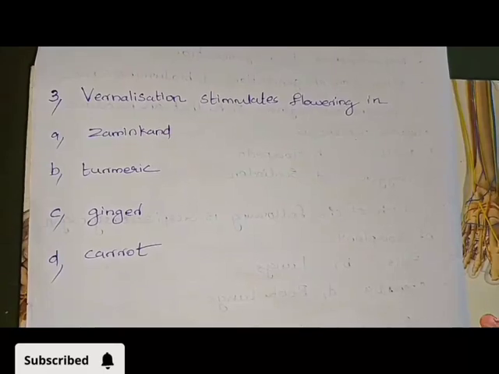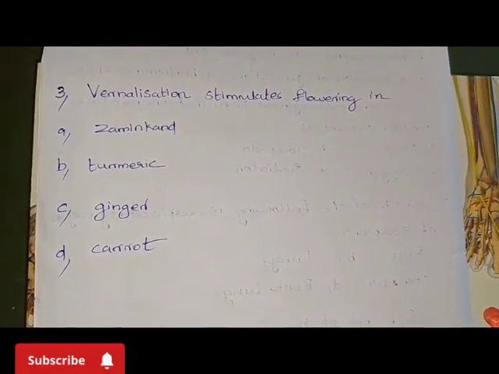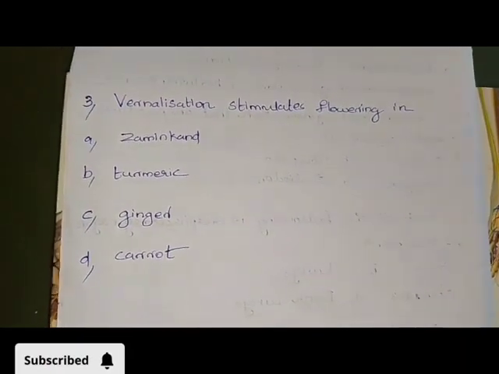Vernalization stimulates flowering in: A. Zamikand, B. turmeric, C. ginger, D. carrot. Option D, carrot.